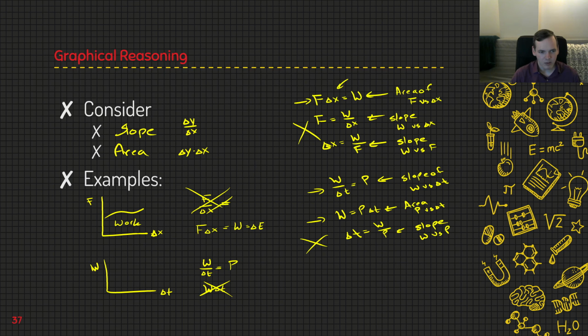When we see a graph, just run through it: does delta y over delta x mean anything or look like anything? Does delta y times delta x mean anything or look like anything?